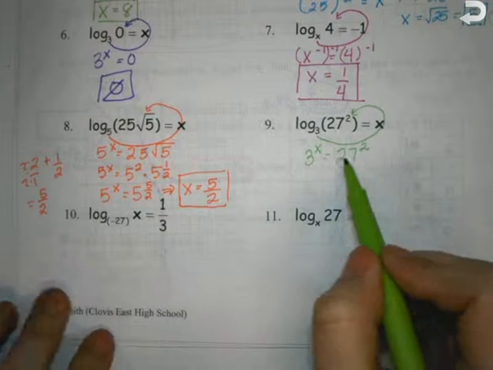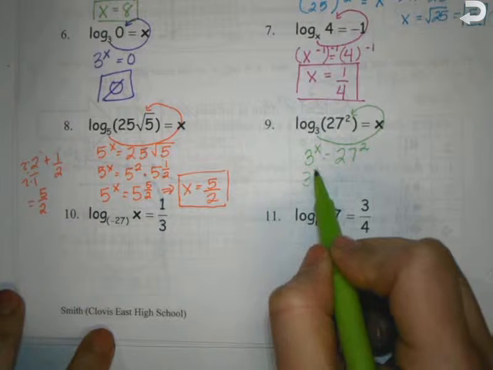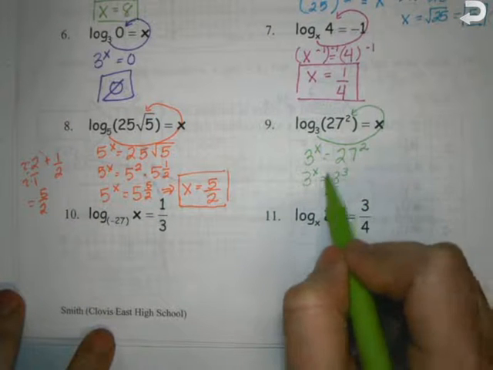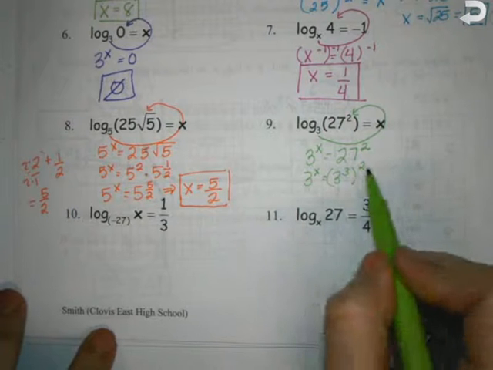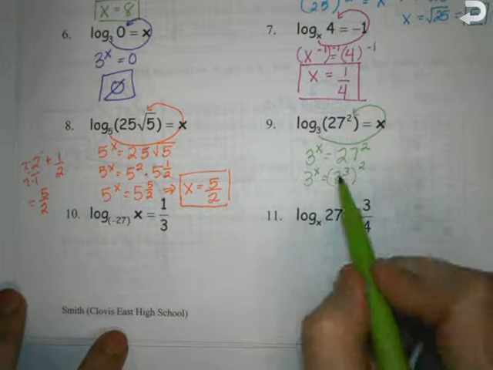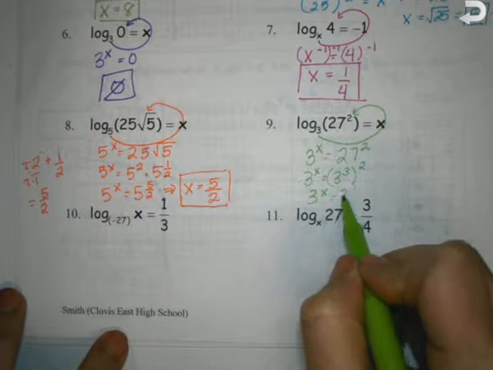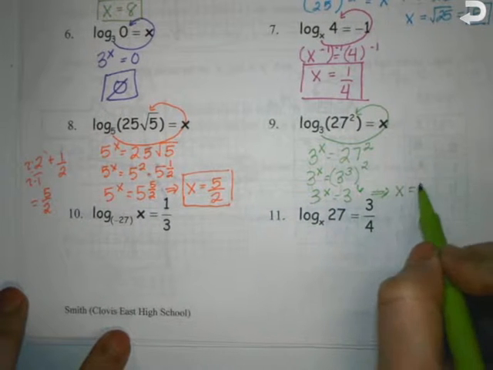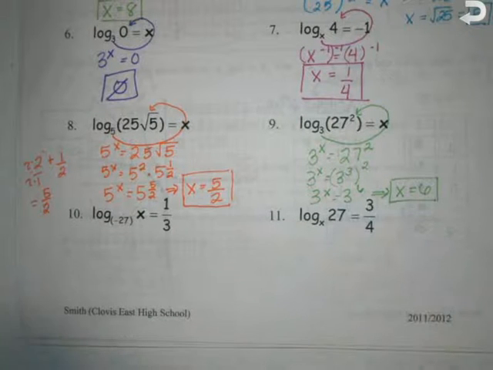So this is going to be 27. We want a base of 3, so that's 3 to the what? Third. All of that squared, right? And what do we do with those exponents? Add or multiply? Multiply. Whenever we raise a power to a power, we are multiplying. So this is 3 to the x equals 3 to the 6. So x equals 6. Yeah, a power to a power, you're multiplying. Multiplying exponents, you add them.